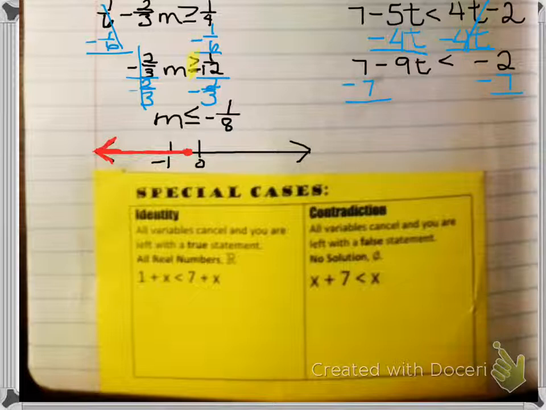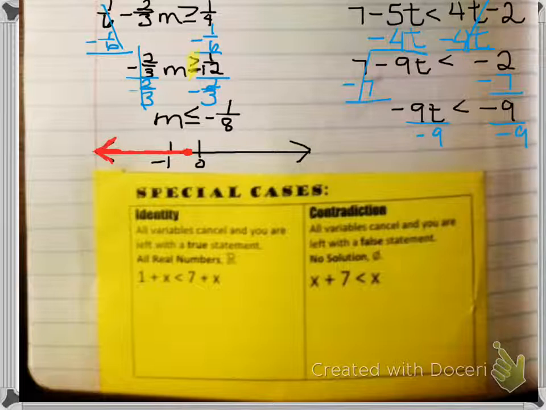On the left side, the 7 and the -7 cancel out, which leaves me with a -9t. The inequality symbol still will not change. It's still going to be less than. And then finally we have a negative 2 minus 7, which gives me a negative 9. Our last step is to divide both sides by a negative 9.